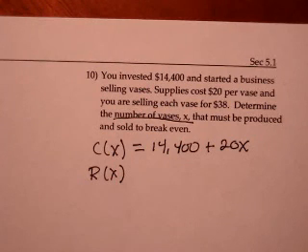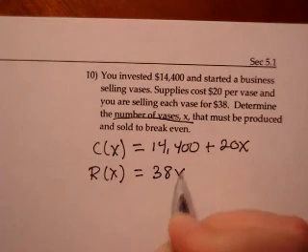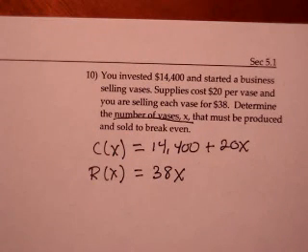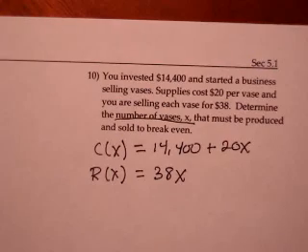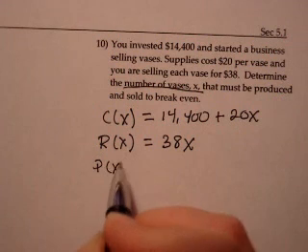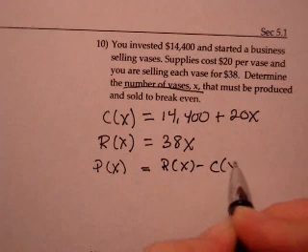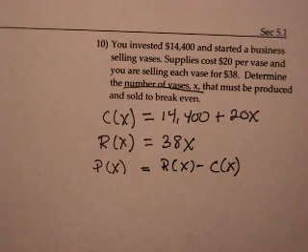Now the revenue is how much money you take in, not your profit, but how much you actually take into your cash register. Well, you're selling the vases for $38 a piece, so that would be 38x, 38 times the number of vases. The break-even point, there's two ways to think about it. The break-even point is when your cost equals your revenue. Another way of saying that is there's a third function that you'll see in business called the profit function. Profit is revenue minus cost. And your break-even point is when your profit is equal to 0. It's not positive and it's not negative.